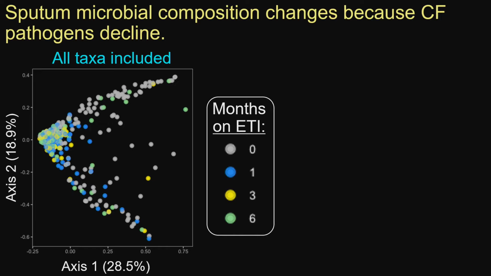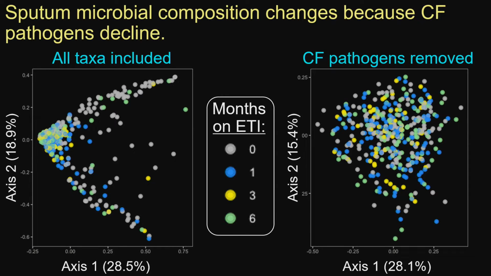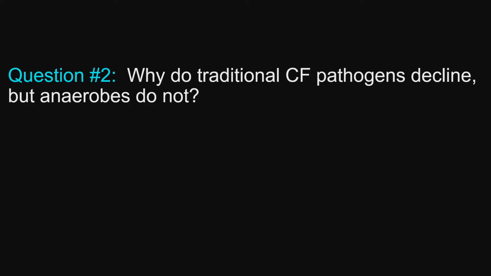Now, if you computationally remove the DNA sequencing reads from CF pathogens. So now I've just taken away all the data from the CF pathogens and repeated this analysis. What I see is no effect. Okay, you've got a scattergram before and a scattergram after. And that basically reports the same data I just showed you in a different way, that what's changing in the CF sputum after ETI is the traditional CF pathogens, the other organisms are not. So question 2 is, why do these traditional pathogens decline, but the anaerobes and other oral bacteria don't decline?